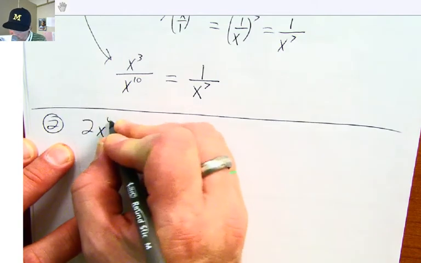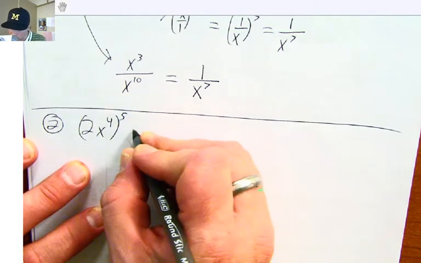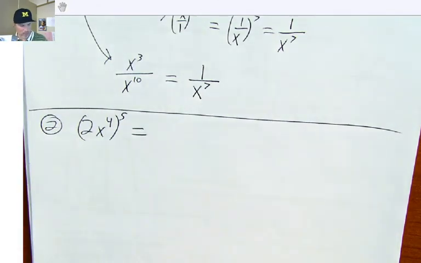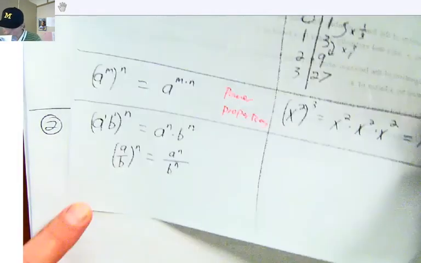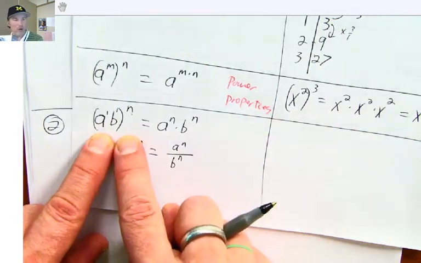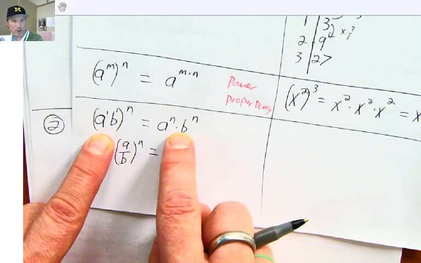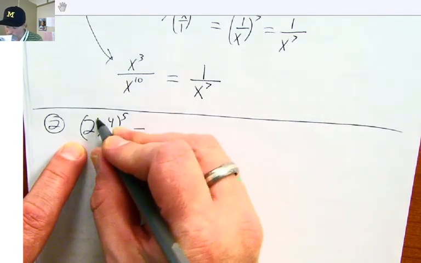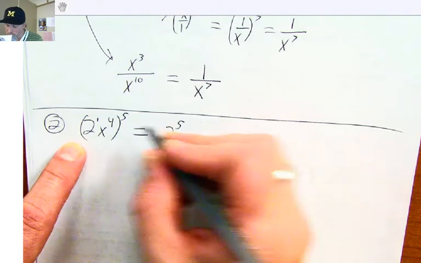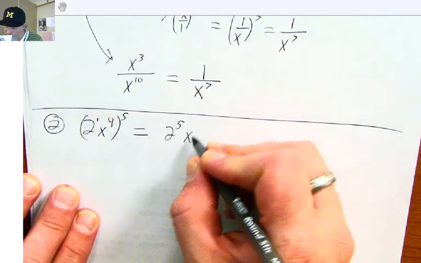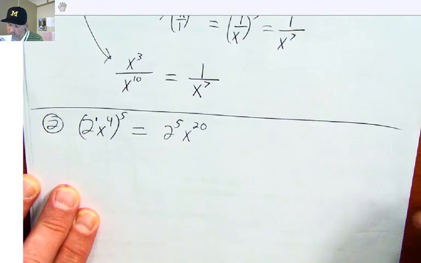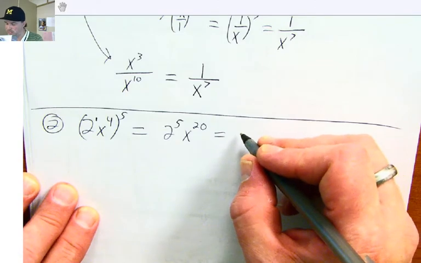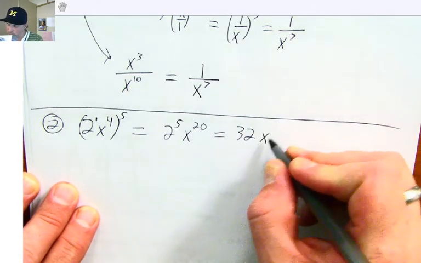So I have 2x to the 4 all raised to the 5th power. Well, if we use our power rule, specifically this one, we're going to apply this exponent to both values in there. So 2, this is a 1, so this becomes 2 to the 5. And here you would multiply the 4 and the 5, so you'd get x to the 20. That's it. But you shouldn't answer with 2 to the 5. 2 times 2 times 2 times 2 times 2, that's 32. So 32x to the 20.